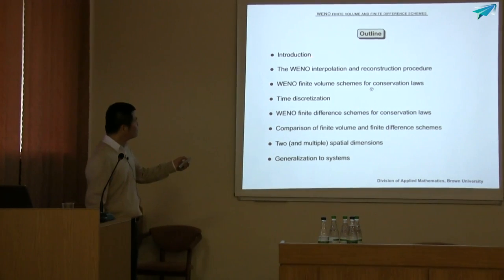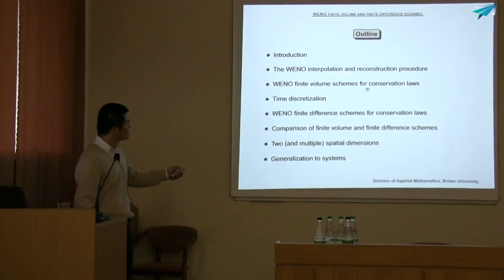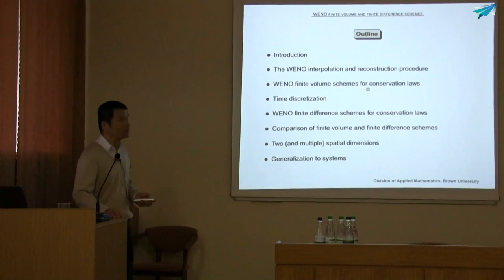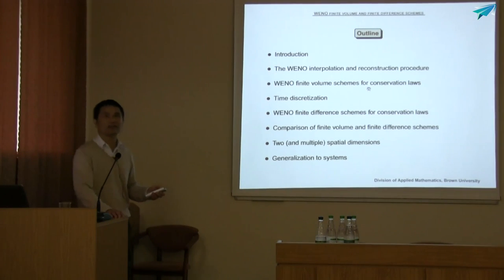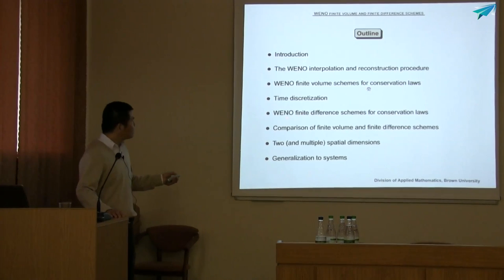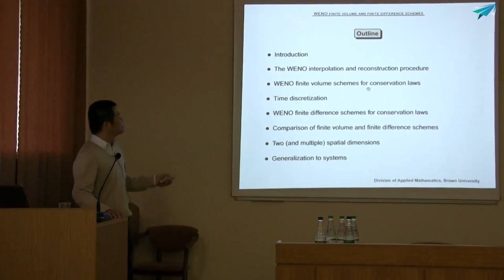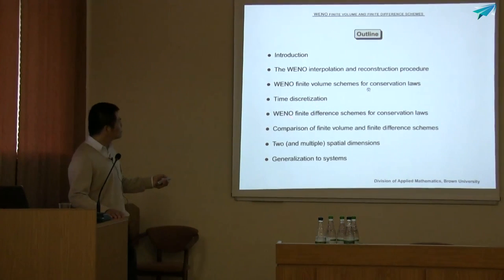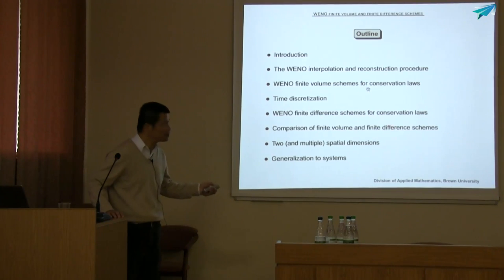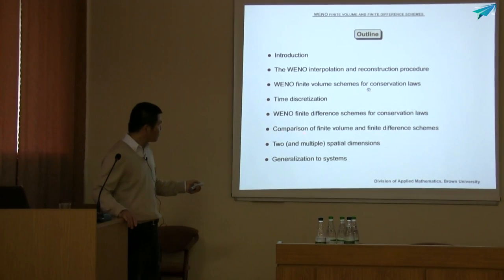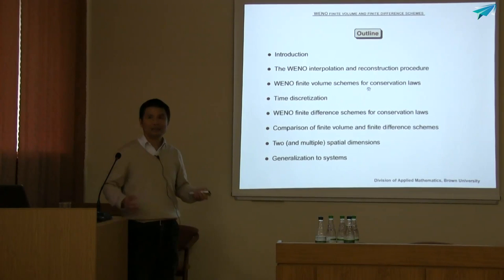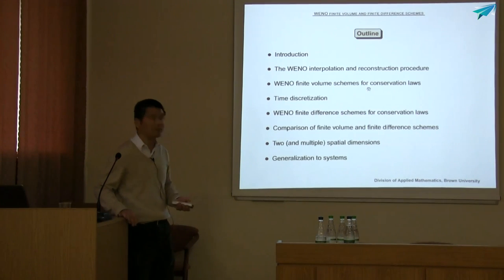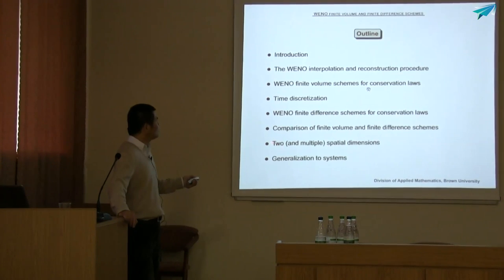Okay, so I will give an introduction. We move on to the basic ideas of WENO interpolation and reconstruction procedure, which forms the backbone of both weighted essentially non-oscillatory finite volume schemes and weighted essentially non-oscillatory finite difference schemes. We will then move to describe finite volume schemes, discuss time discretization, move on to discuss finite difference schemes, and then make a comparison of the 2 types of schemes, finite volume and finite difference. Even though they are based on the same weighted essentially non-oscillatory methodology, there are still some differences between them. And then we will talk about multiple dimensions, generalizations to systems.